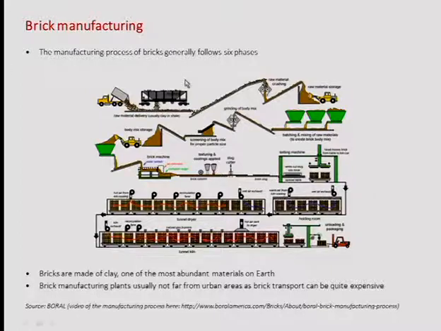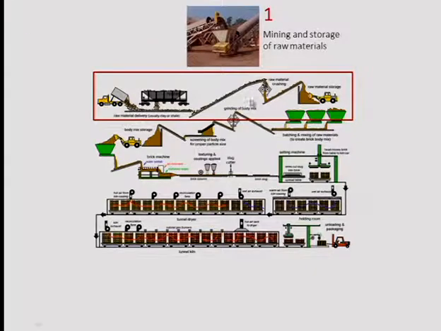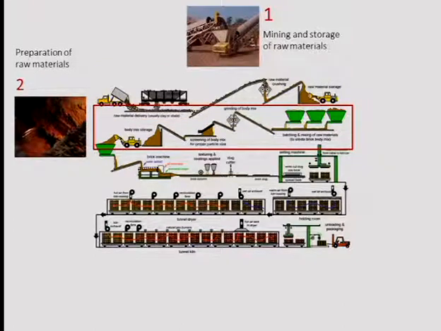And if you want to have a better understanding of how this works, on this source, Boral, there is a video of the manufacturing process, which is mainly divided in 6 phases. I'll try to clarify this scheme a little bit for you. First is mining and storage of your raw materials, so you need clay to produce bricks. The second phase is that you need to prepare the raw materials, making sure that they are clean and have no other materials in them, before actually forming the bricks.